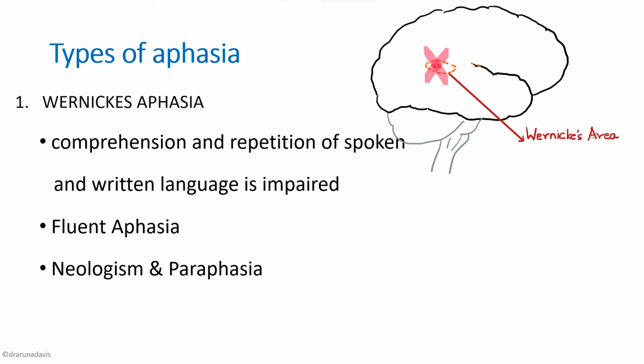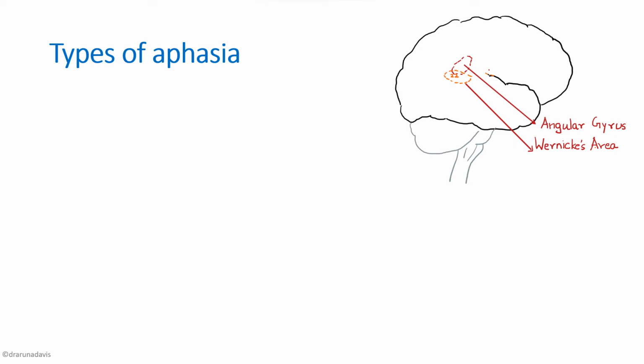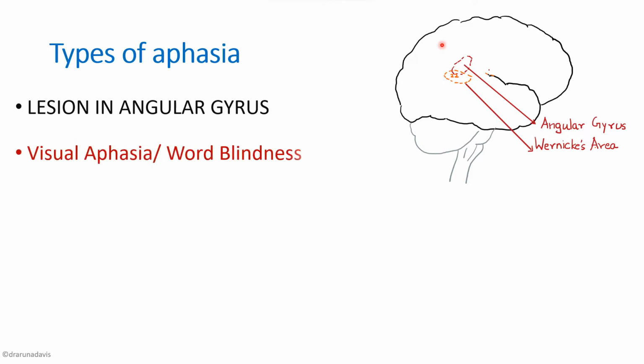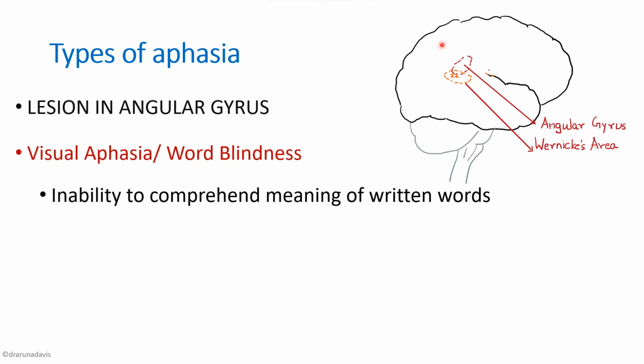Okay, so basically the person will be talking but it will not make sense, and that is why it is called fluent aphasia. Now we said that there's another area near the Wernicke's area which is called the angular gyrus. So if there is a lesion in the angular gyrus, there will be a condition called visual aphasia. What is visual aphasia? It is the inability to comprehend the meaning of written words.